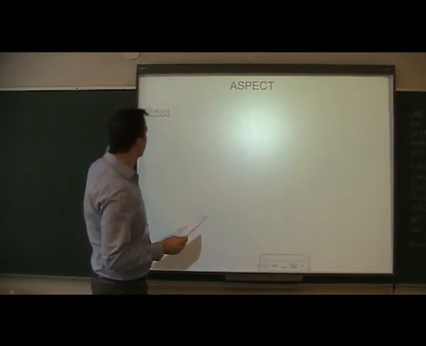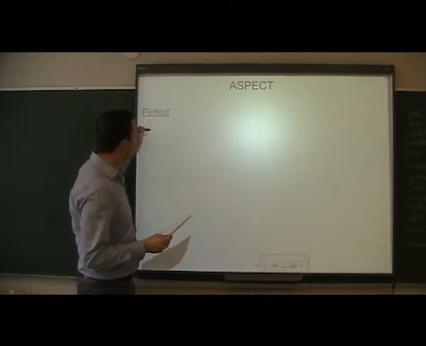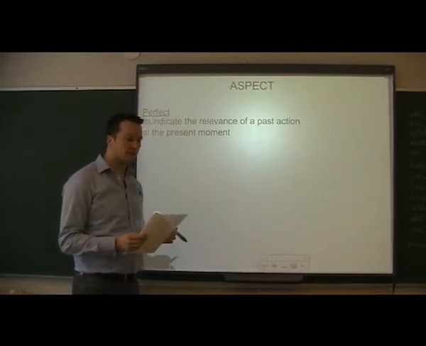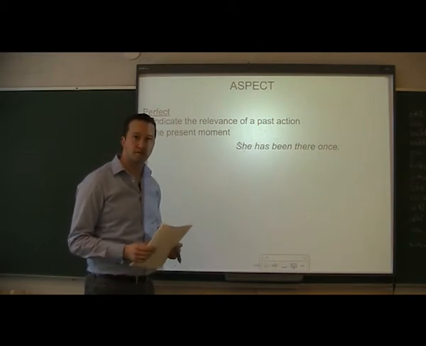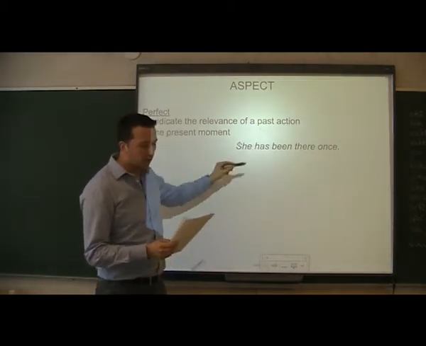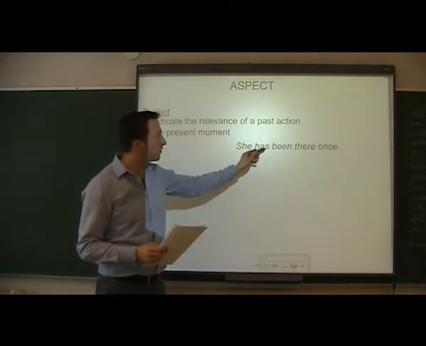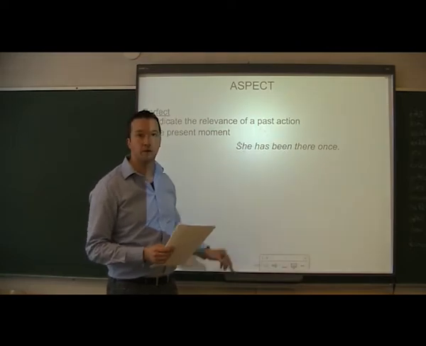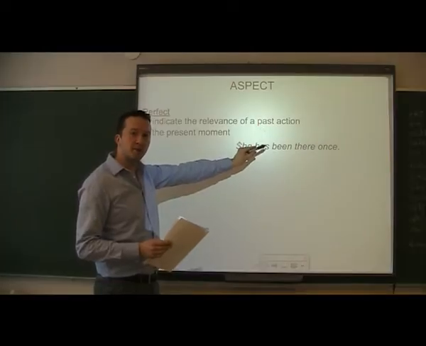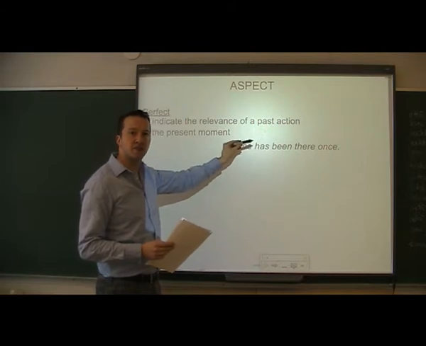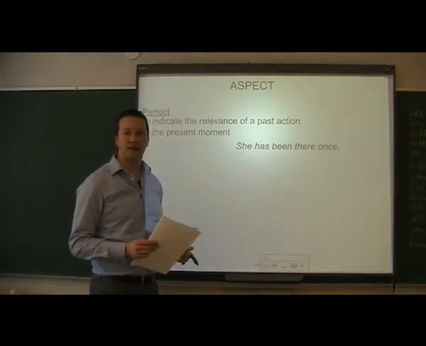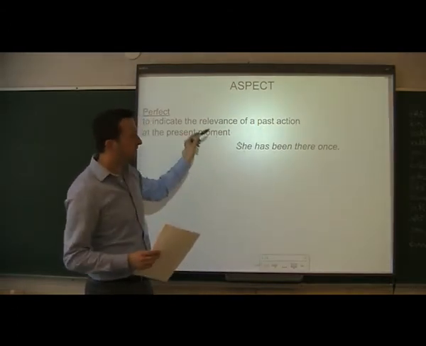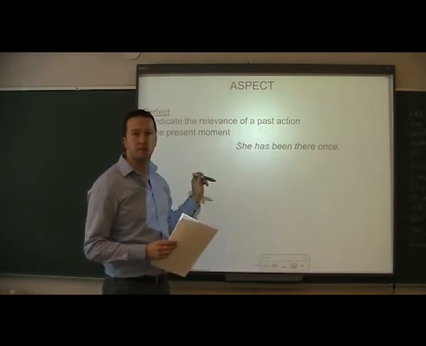They are the perfect aspect, and we use that to indicate the relevance of some past action at the present moment, as in, she has been there once. We form the perfect aspect with the auxiliary have and the ed participle of the main verb. She has been there once means that at this very present moment she's been there once. She might go there again, and then we can use the perfect aspect. The relevance of being there carries to the present moment.